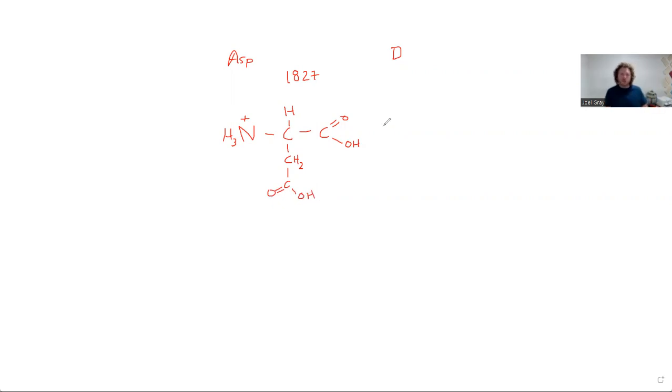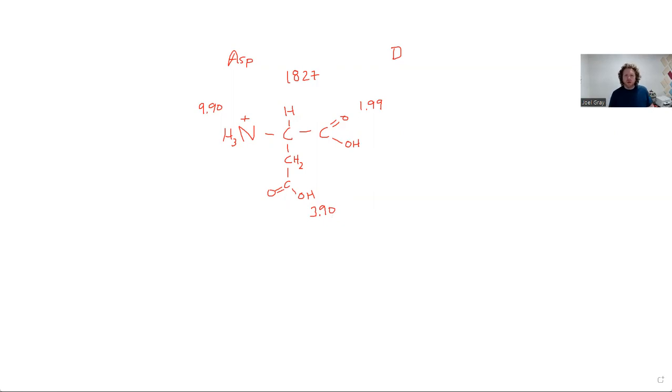Okay, now the 3 groups that we have off of our alpha carbon: our C terminal, or our C termini, has a pKa of approximately 1.99. The N termini has a pKa of approximately 9.90, and our R group has a pKa of approximately 3.90. So this is considered a triprotic amino acid. This is also considered a polar negatively charged amino acid.